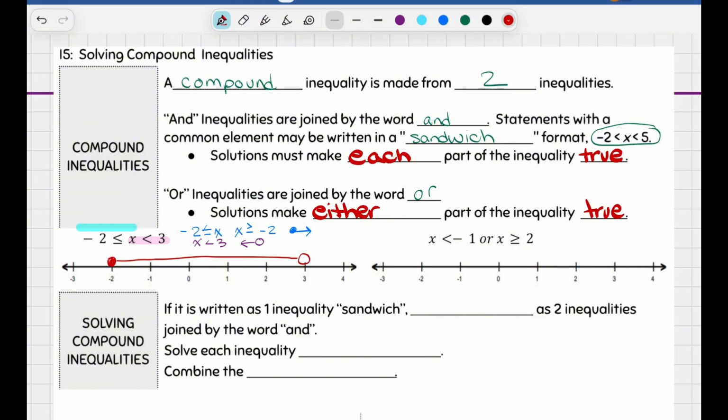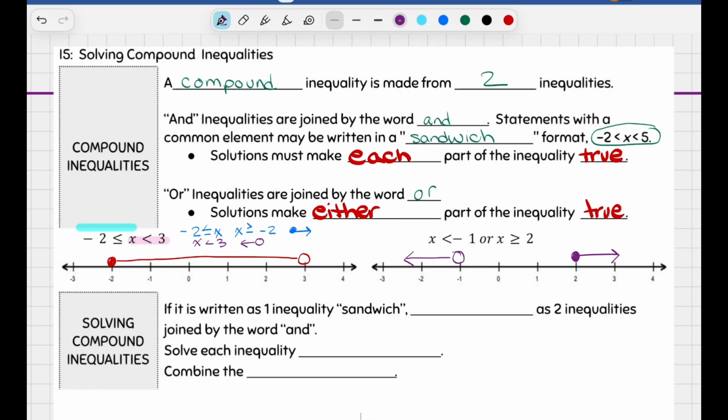An or inequality is a little bit different. In an or inequality, you have two things going on. We have x is less than -1. We know how to graph that. You put an open circle on -1 and go to the left. Or x is greater than or equal to 2. Filled in circle going to the right. That's how you graph these solution sets.